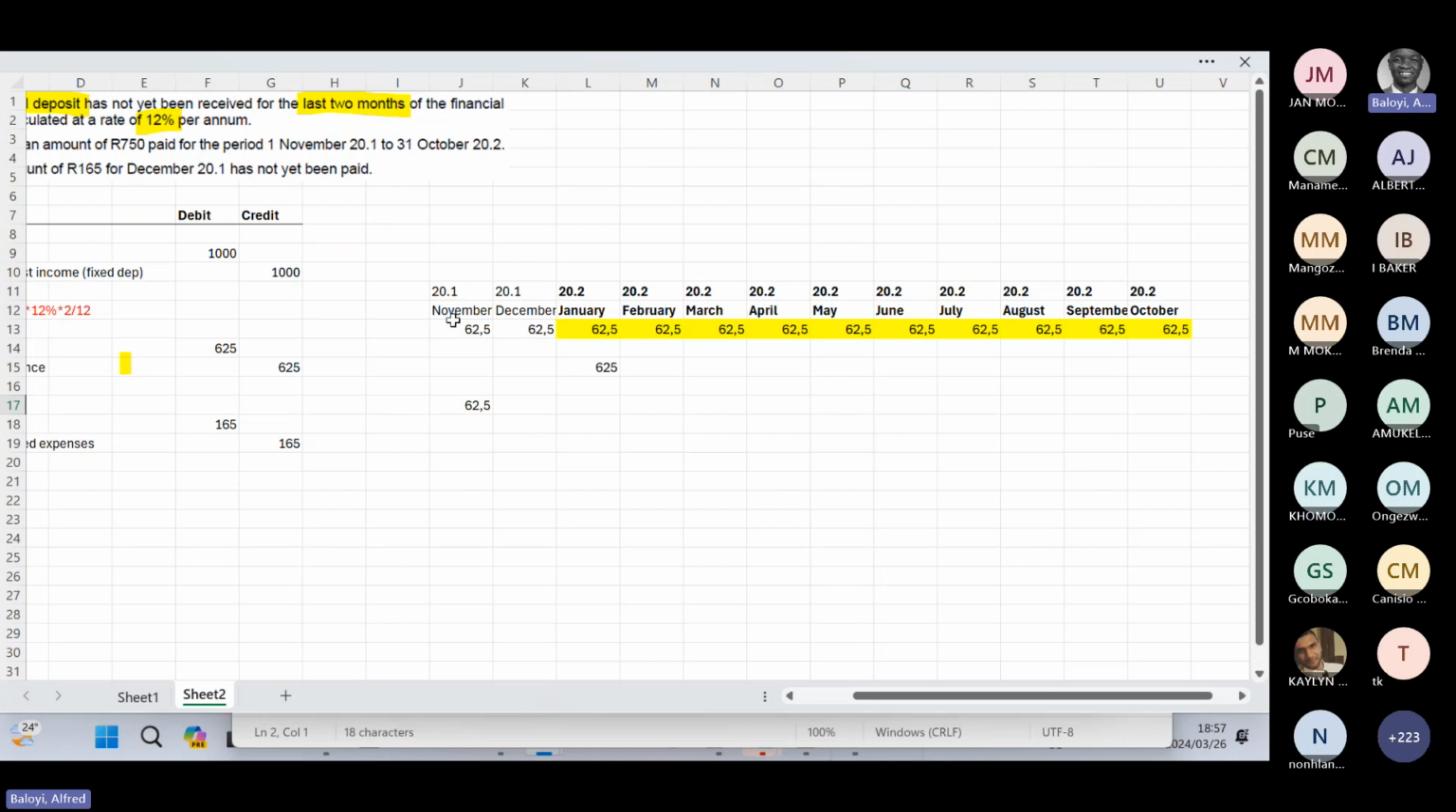It's here. It says one. This is 1 November, right? Up until 31 October here. So it should be 1, 2, 3, 4, 5, 6, 7, 8, 9. It's 10, and this is 2 months. Maybe just do a number line. You will get it.